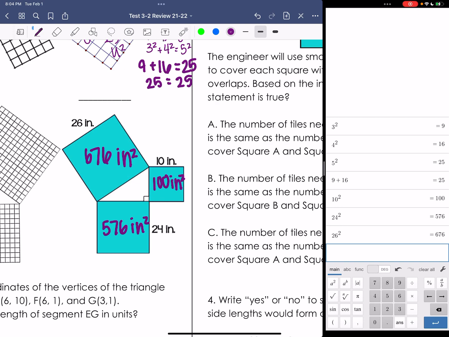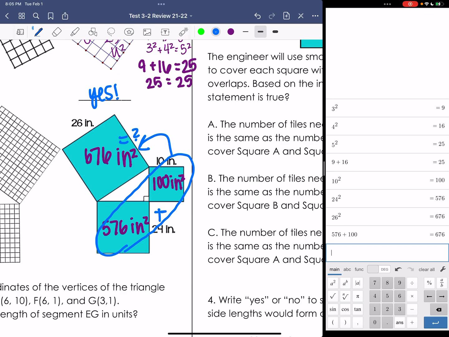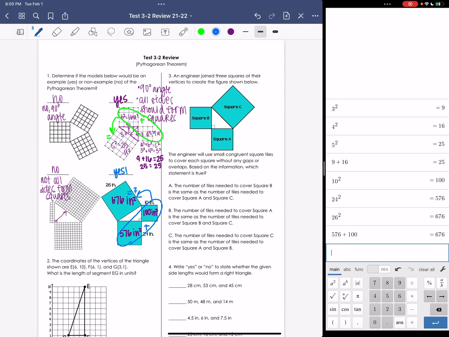So now, again, like I mentioned earlier, we want to add the area of our two smaller sides. So we're going to add 100 and 576. And we want to check, does it equal 676? So 576 plus 100 equals 676. So yes, this would be an example of the Pythagorean theorem. So that's going to be number 1. Let's go ahead and look at number 2 now.